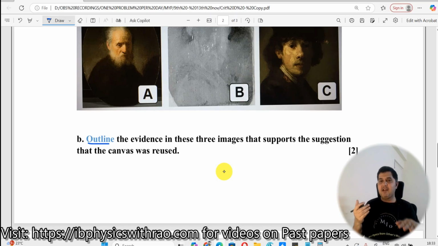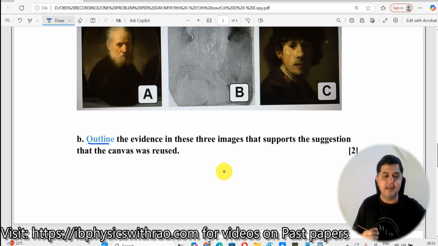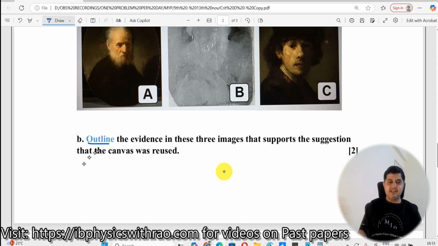Okay, maybe Rembrandt first drew this picture A, and then he removed this one, and then maybe he inverted it or took the back side of it, or took a similar one, and on the same one he has drawn this picture also. Okay, that's what it says. So what do you write over here? That's the question that you require over here. How many marks is it? 2 marks.